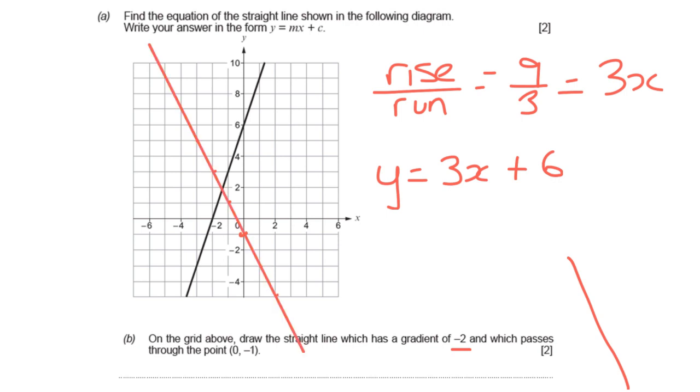And now I've drawn the line, you can see that we've got y equals minus 2x minus 1 would be the equation for that line.